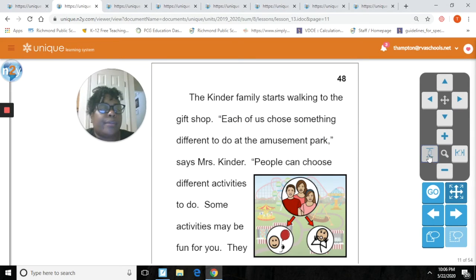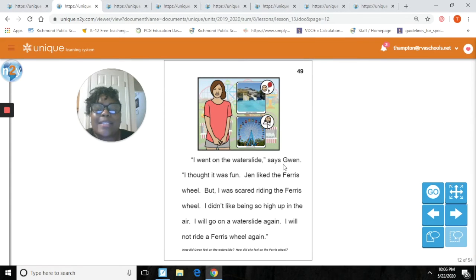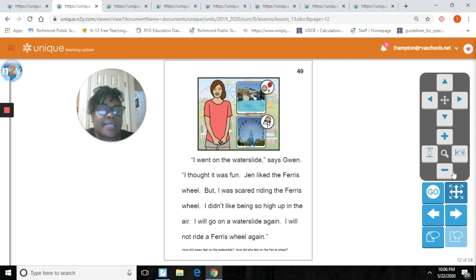I went on the water slide, says Gwen. I thought it was fun. Jen liked the Ferris wheel, but I was scared riding the Ferris wheel. I didn't like being so high up in the air. I will go on a water slide again. I will not ride a Ferris wheel again. Okay? Let's see what our focus question says.